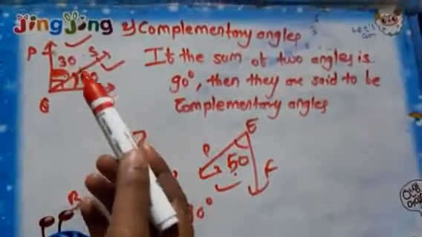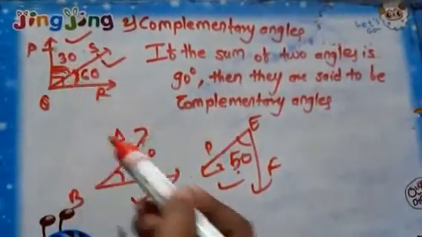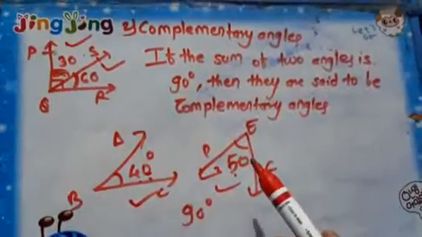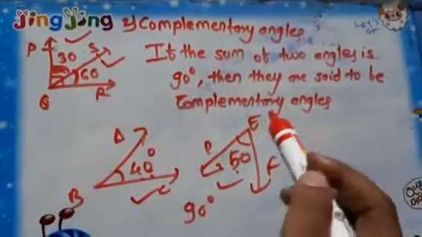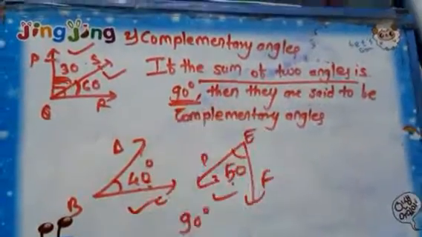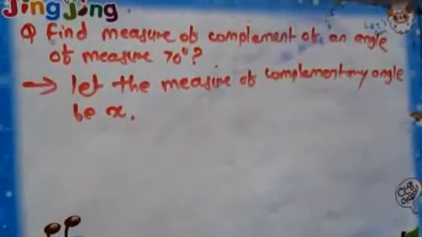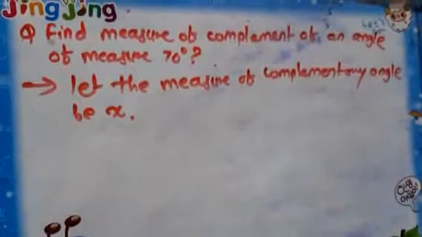They can be adjacent, means one arm will be common. Like this also you can draw, or separately also we can draw. The only condition is that their sum should be 90 degrees. Now we will move towards questions based on complementary angles.